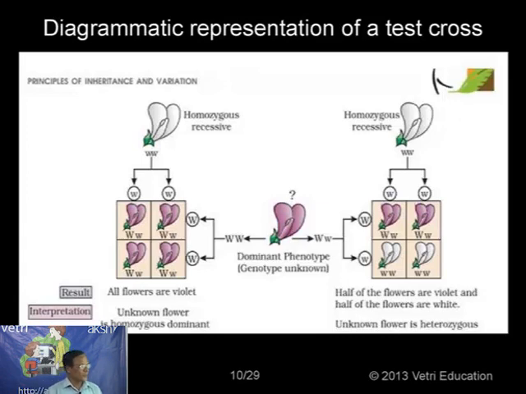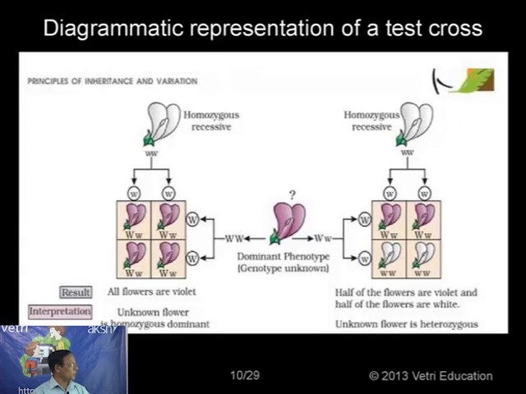So normally the violet color of the flower is dominant over the white. Now on the left side we are crossing the unknown parent. That is why the question mark is given here: the unknown parent is the parent without a known genotype. That is why it's called an unknown parent. A parent with unknown genotype is crossed with a homozygous recessive.